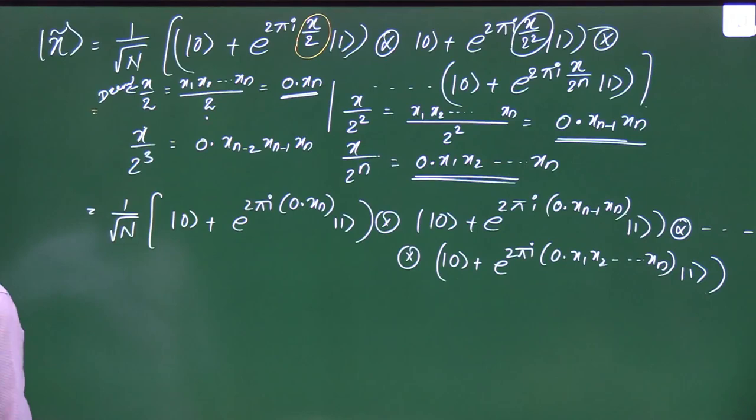Which number are you taking? 5 or 7 or 6 or anything you can take? No, I am taking 3 qubits. So essentially, I am writing x1, x2, x4. Okay, fine, no issue.